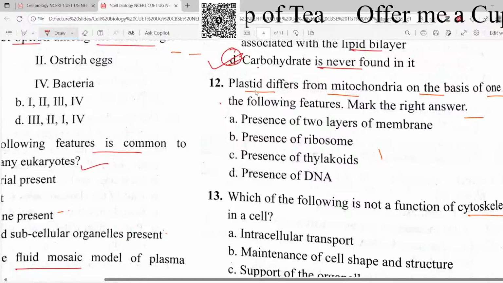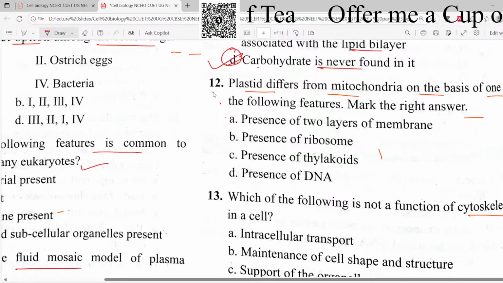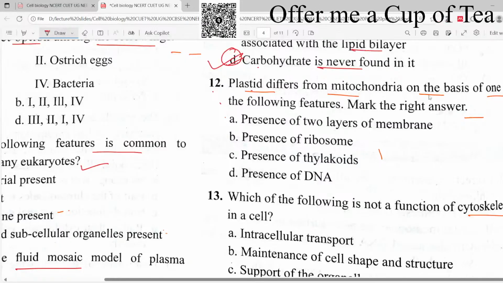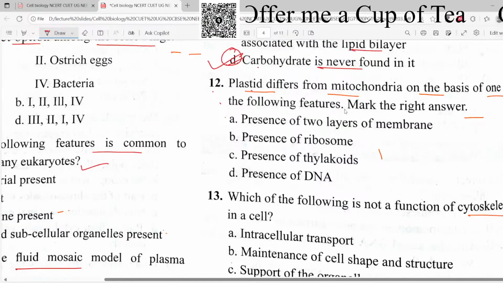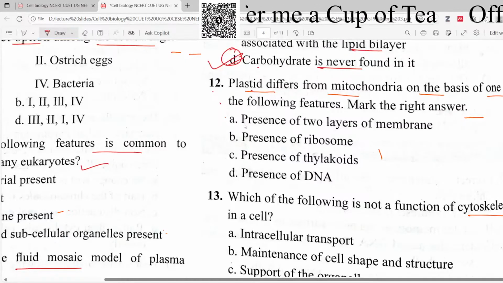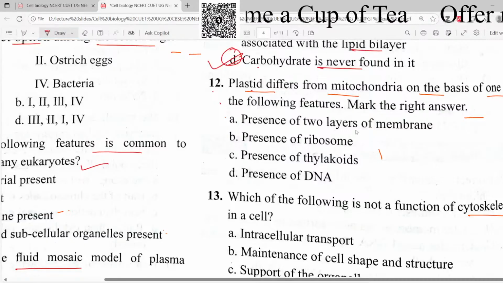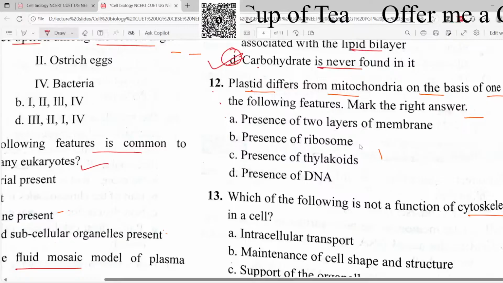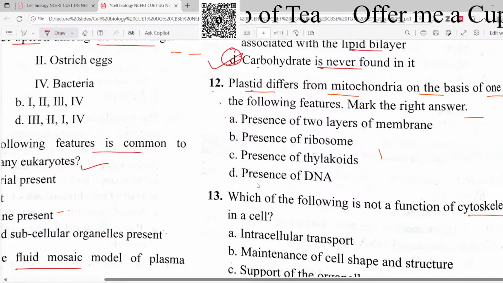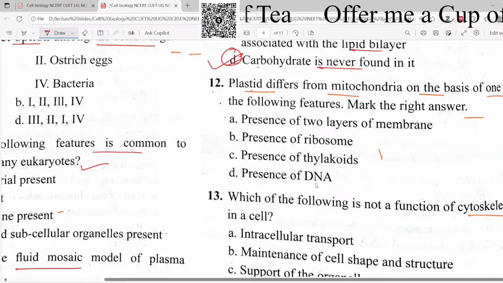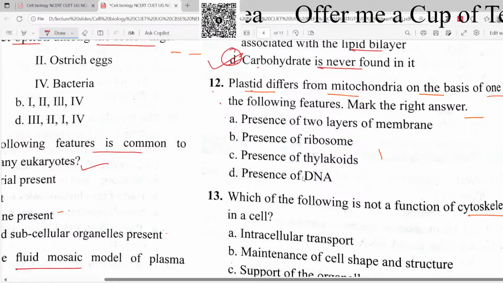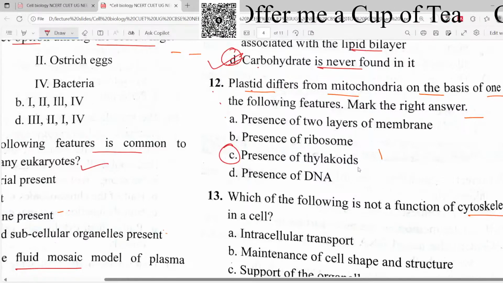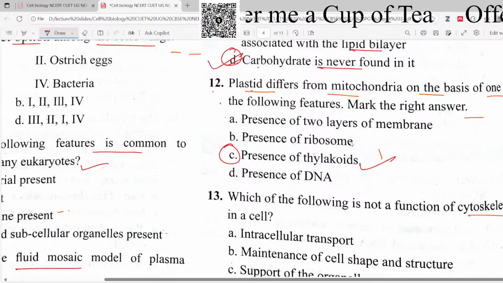Question number 12. Plastid differs from mitochondria on the basis of one of the following features. Mark the right answer. Option A, presence of two layers of membrane; B, presence of ribosome; C, presence of thylakoids; and D, presence of DNA. So the correct answer is option C, the presence of thylakoid.